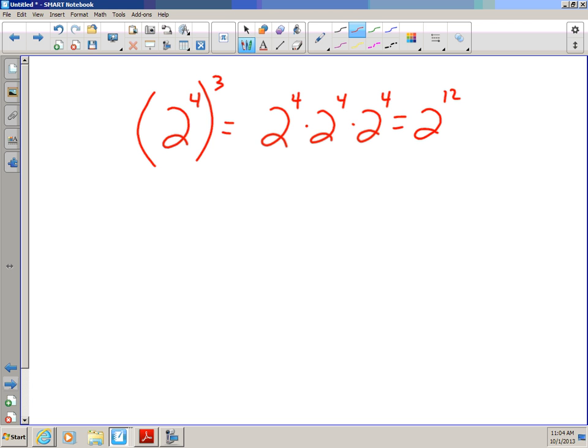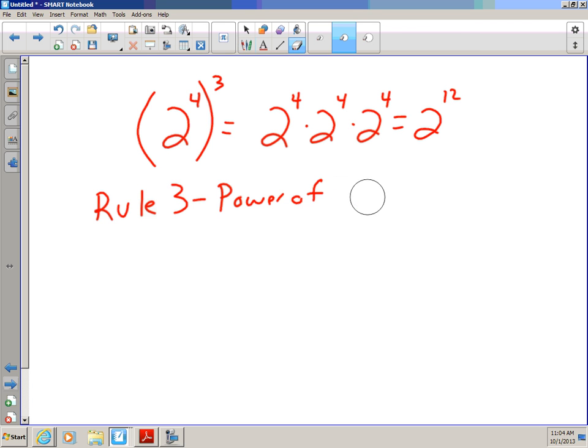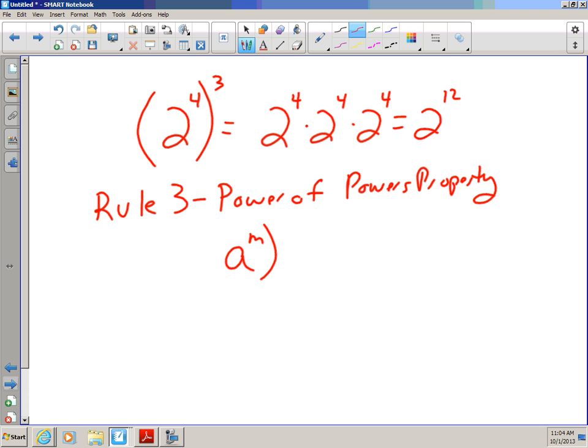Well, there's a shortcut. And the shortcut is I could just simply multiply those exponents. This is rule number 3, called the power of powers property. And what that rule tells me is if I have a base raised to 2 powers, that I simply multiply those exponents.